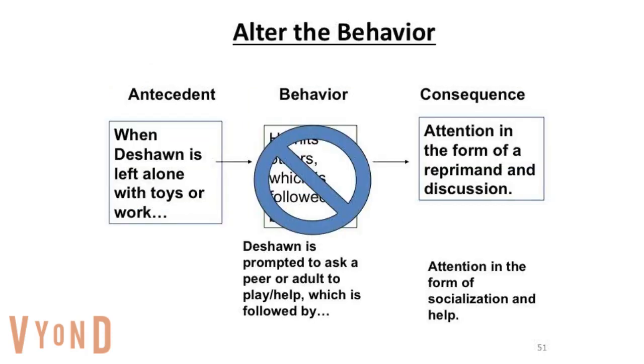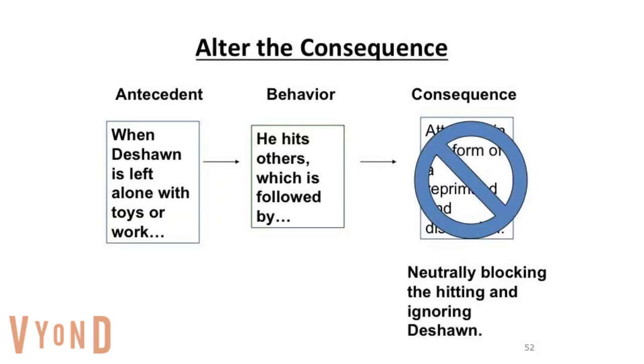Here, we alter the behavior. When he is left alone, he is then prompted to ask a peer or adult for attention. As a result, he gets attention in the form of socialization or help. In this example, we alter the consequence for the problem behavior. When he hits, he no longer receives attention for that behavior.